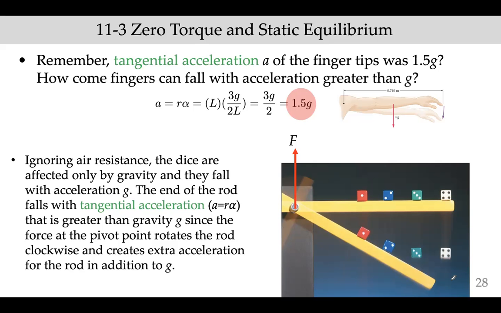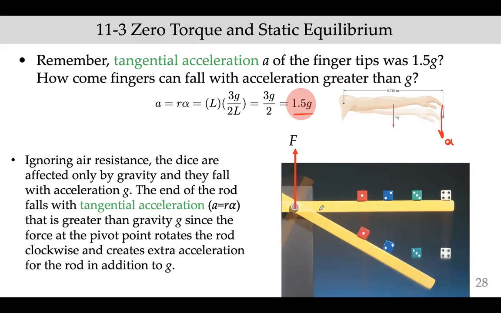Now remember, the tangential acceleration, a, of the fingertips was 1.5 g. We calculated it when this person releases his arm. The tangential acceleration at the tip was actually more than g. It was 1.5 g. Now, how is it possible that something can fall with acceleration more than g?